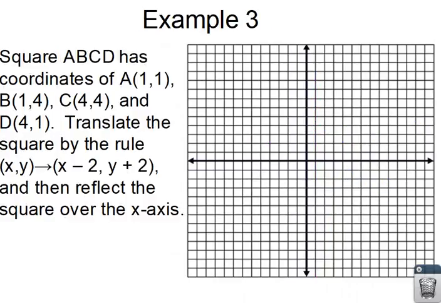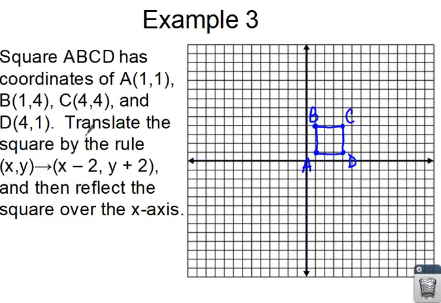Alright, so this time we're going to do a square. Alright, so let's put the square on our graph. Okay, so there's our square, and this is where colors come in handy because we're going to move this square twice. We're going to translate it, and then we're going to reflect it. So you're going to use the new shape each time.